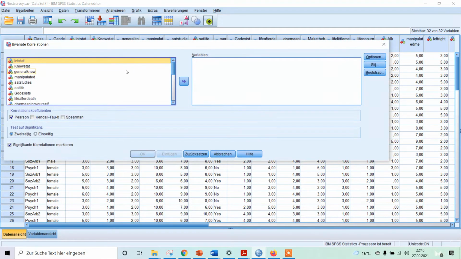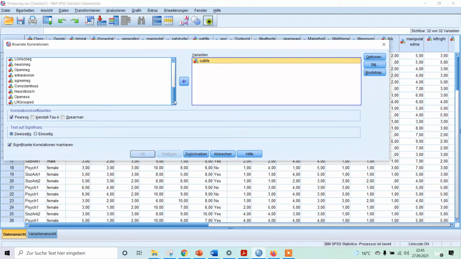Then we need to put our two variables into this window on the right side. So satisfied with life, and the new variable left, right grouped. And here we have the different correlation coefficients. In this case, we would need to apply the Spearman because one of the two variables is, as I said, ordinal scaled. If we would have two variables which are interval scaled, then we could apply the Pearson correlation coefficient.